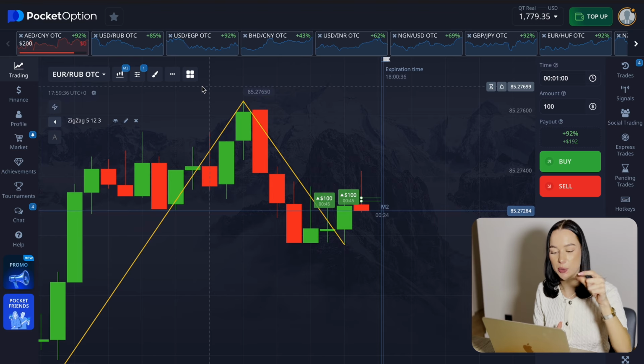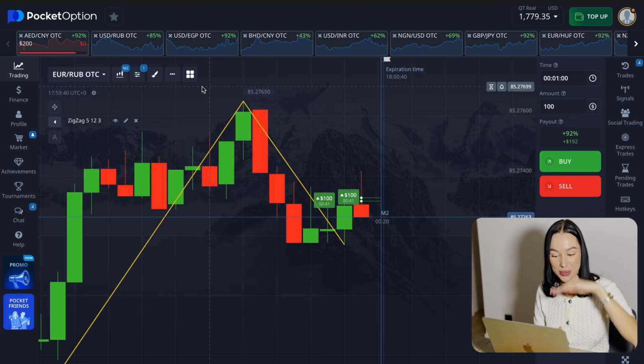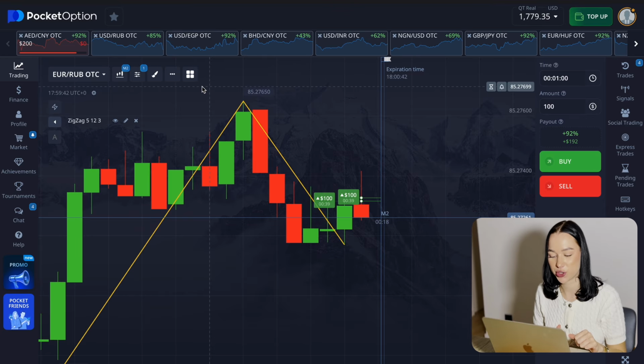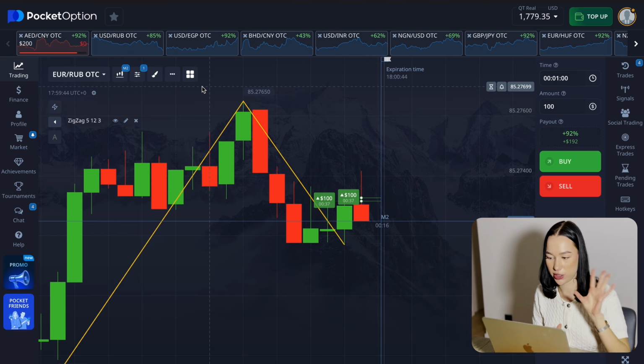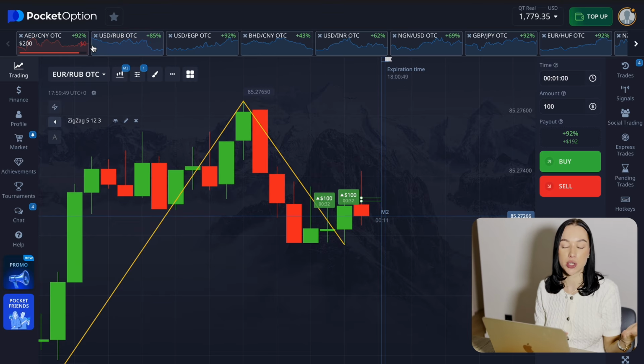It's not that much distance between support and resistance levels, so that's why. But as you can see now, we got some reversal. It could be just a correction candle, but we still have 40 seconds. So let's check out how it's gonna be here.